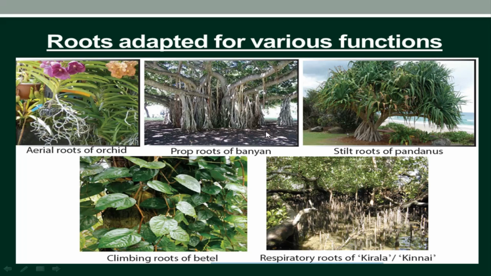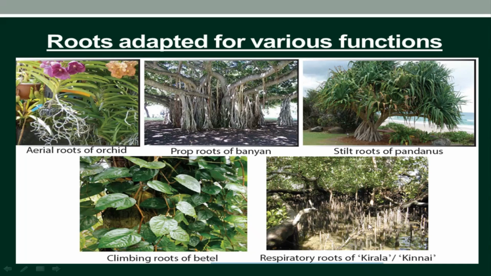This is the fork roots of the banyan. These fork roots of the banyan support the branches of the plant. This is the stilt roots of pandanus. These stilt roots of pandanus support the stems of the plants. This is the climbing roots of the betel. These climbing roots help the betel plant climb up on other plants, right?